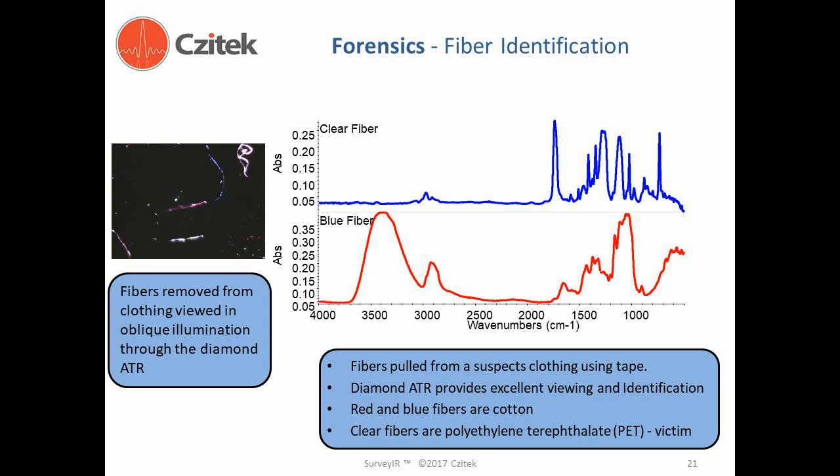A blue fiber is also observed in the image on the left. At bottom right, the infrared spectrum of the blue fiber is shown, identified as cotton. Cotton is primarily cellulose, and it's a natural fiber, so microscopically its habit is different, exhibiting irregular surface morphology. We also see that the infrared absorption spectra of the synthetic versus natural fiber are very different and can be readily differentiated.